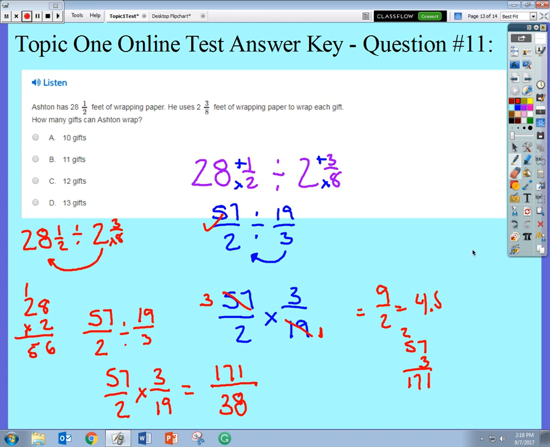Okay, so I have to do a little division here. 171 divided by 38. Let's see if I can figure this out. How many times will 38 go in here? Does it go into this? No, it doesn't go into this. Let's see here. 38 into, let's see here. Well, it's got to be, what, 5? No. Only 5 is like 4. It's somewhere around 4, so I'm still not right. What am I doing wrong? What could I possibly be doing wrong here?